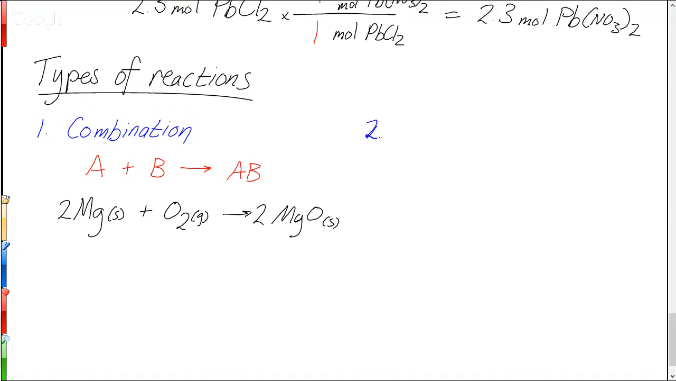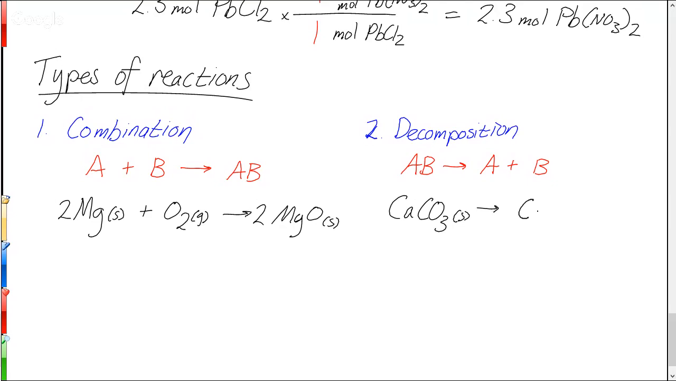Kind of the opposite of that is called decomposition. It's where you have one thing that's made out of multiple atoms, so a compound, and it breaks apart. It doesn't always break apart into its constituent atoms, but it just breaks apart into two pieces. An example is one we're going to do on Wednesday. Solid calcium carbonate decomposes into calcium oxide and carbon dioxide.